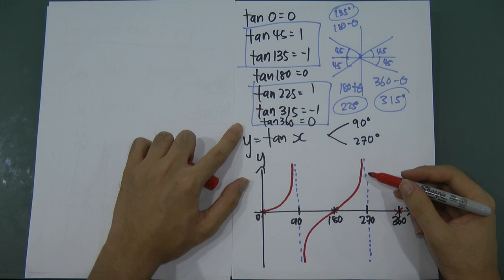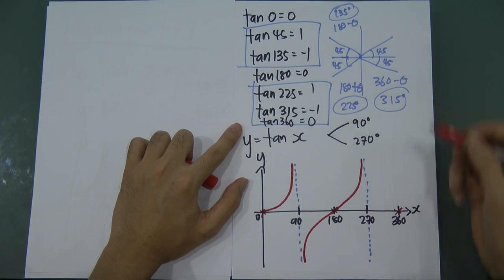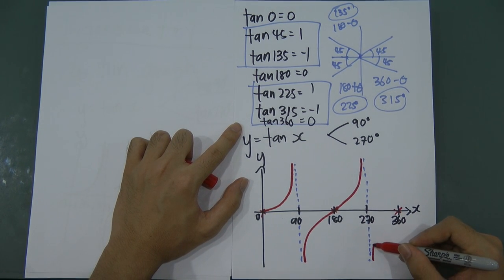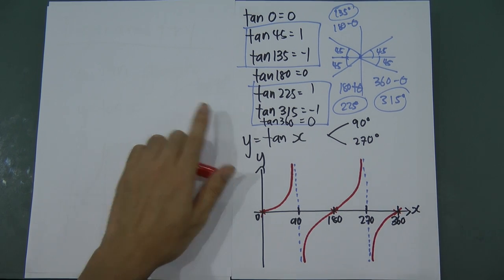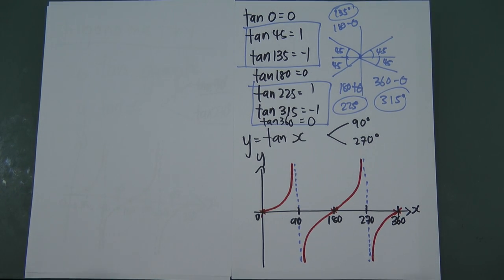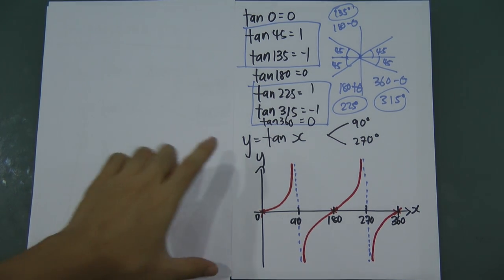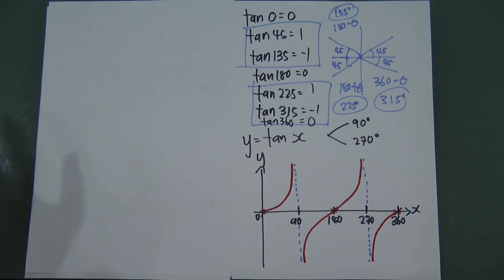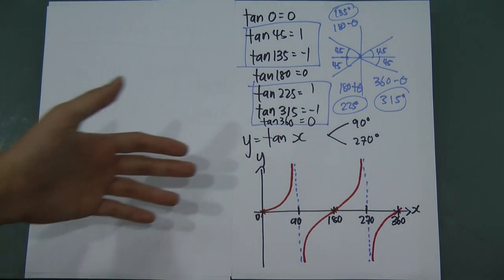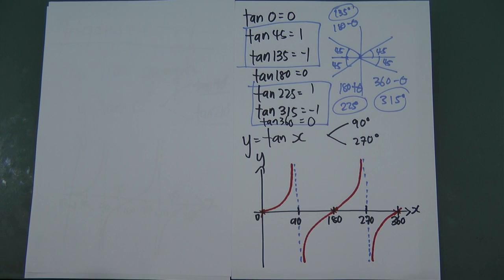Don't ever touch the dashed line, okay? Then go until top and then come out from the bottom also. Then he will continue to go like this. Okay, this is the tangent graph. It's not really hard to draw. I think if you can draw something like this, you already got full marks for a tangent graph. However, you have to really understand the tangent graph.